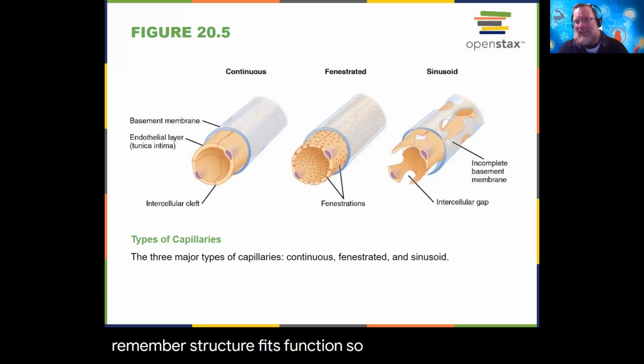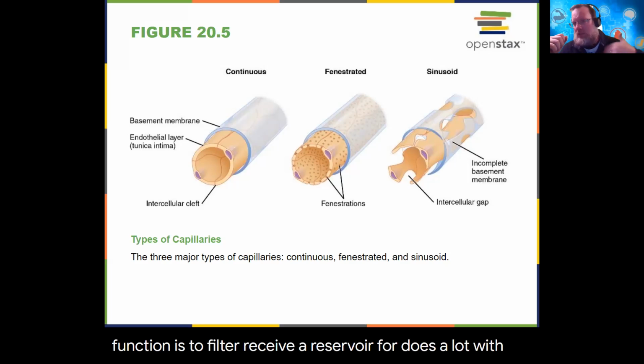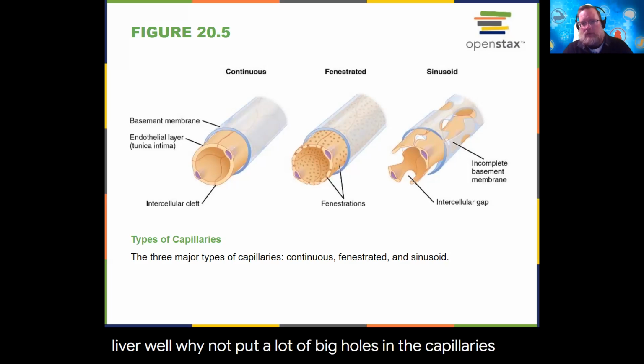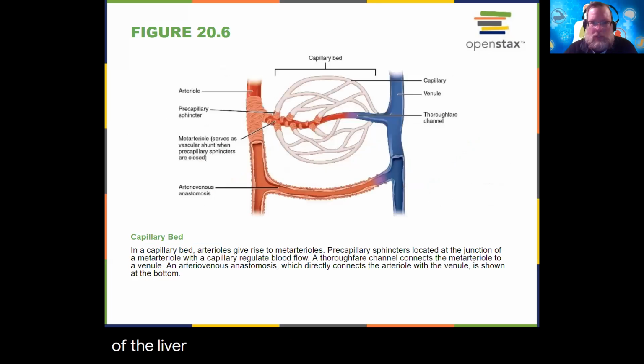So the liver's function is to filter, and to act as a reservoir. It does a lot with blood. So how do we get a lot of blood dropped off in the liver? Well, why not put a lot of big holes in the capillaries of the liver? So that's what we have, sinusoids.